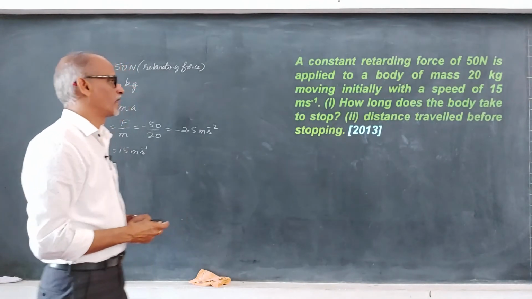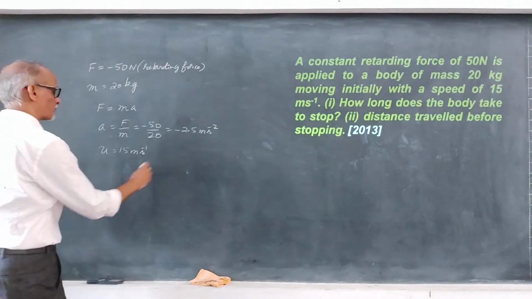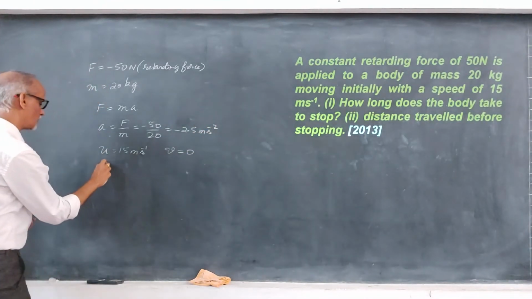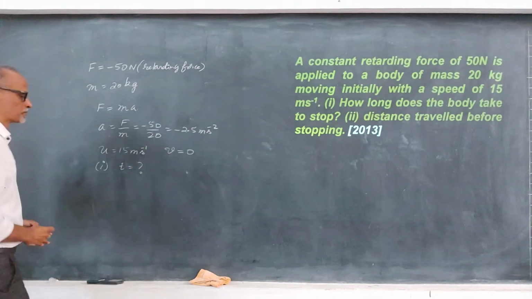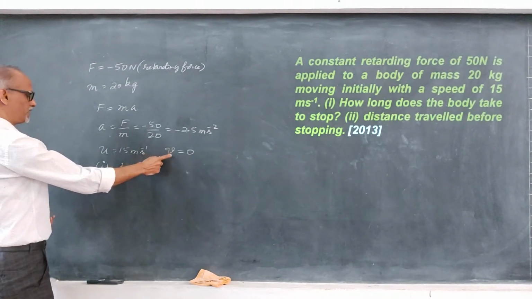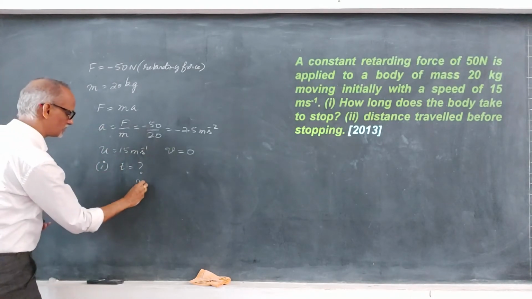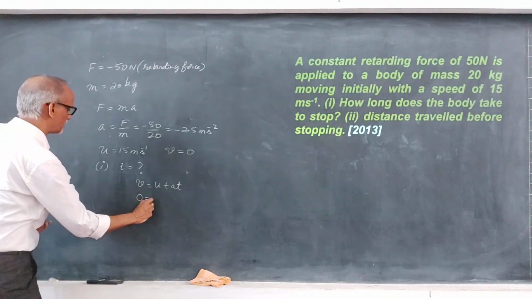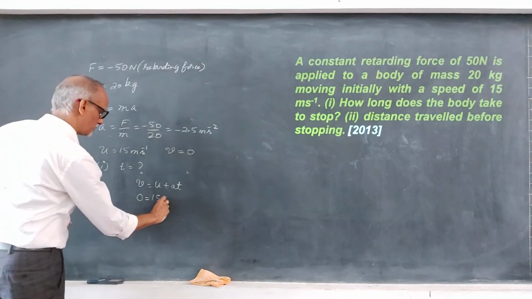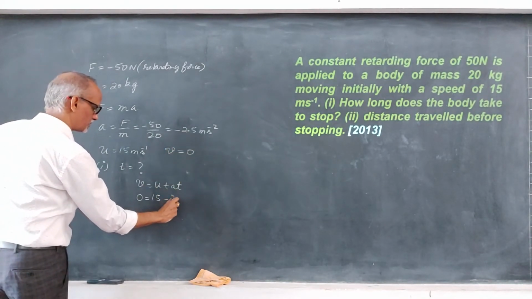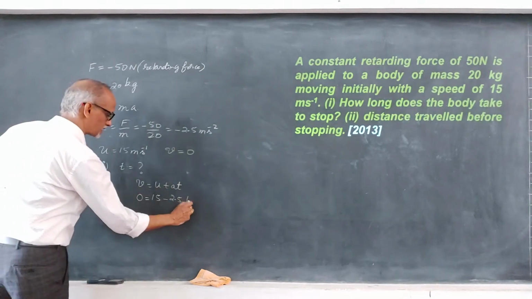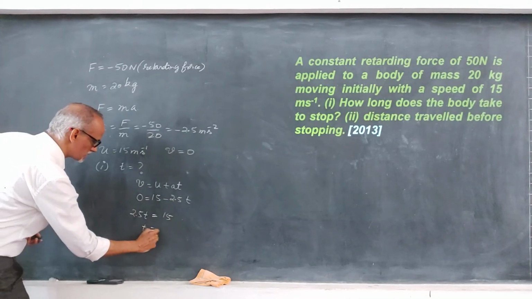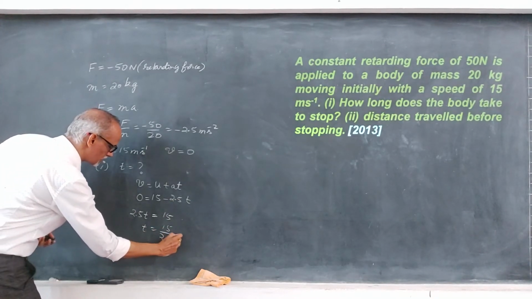First option: how long does the body take to stop? It's given that the final velocity is 0. How long means we need to calculate the time. We know here the v, u, a and t relation. So v is equal to u plus at. What is the value of v? It's 0. What is the value of u? 15, minus because of this 2.5, okay, 2.5. Then t we need to calculate. So 2.5 t is equal to 15, or t is equal to 15 by 2.5.